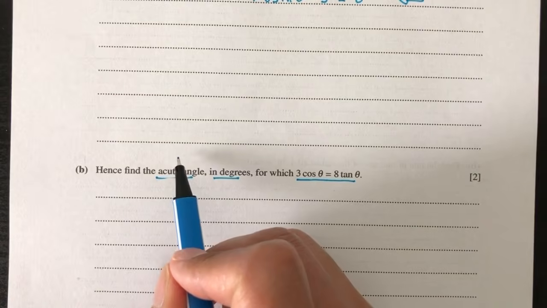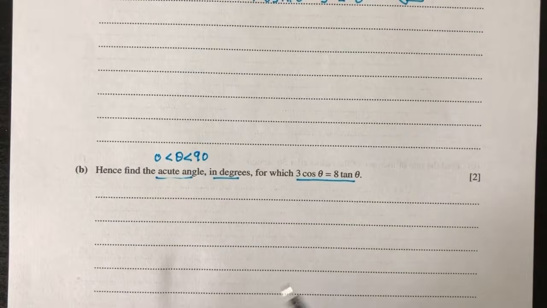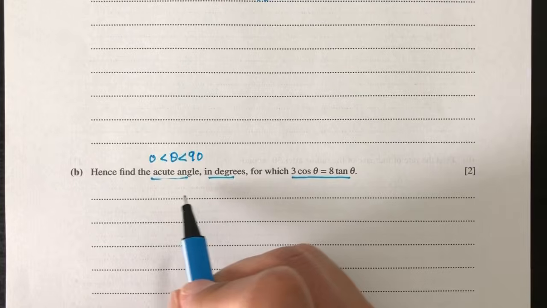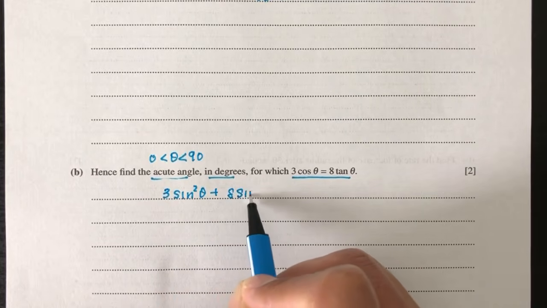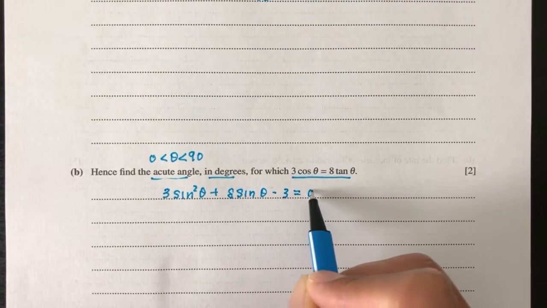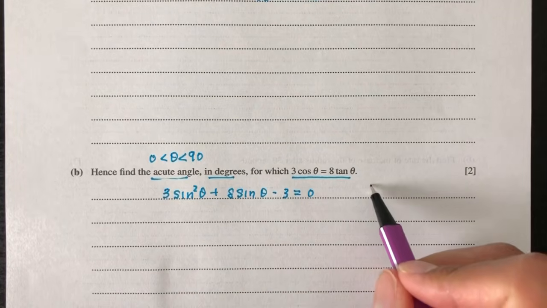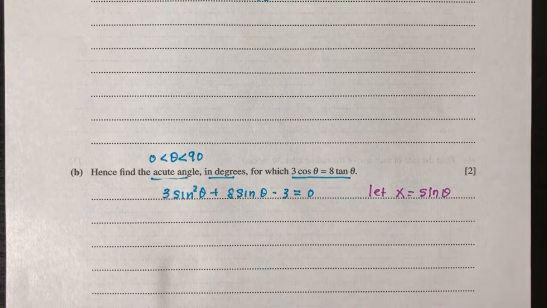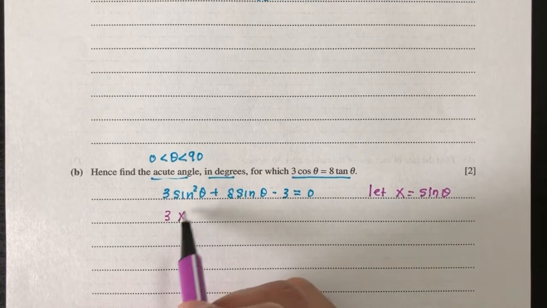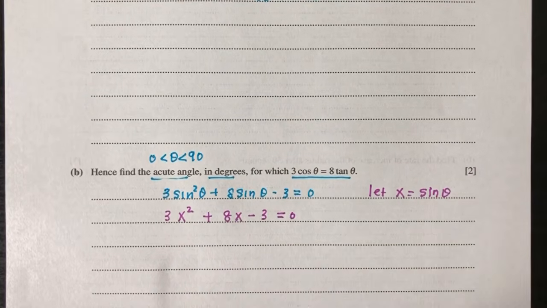Now, what is an acute angle? An acute angle is between 0 and 90. That will be an acute angle. So let's find that angle. So how do we solve this equation? So 3 sine squared theta plus 8 sine theta minus 3 equals 0. So one thing we can do here, because this may look confusing, you can say let x equal to sine theta. For example, now you will have 3x squared plus 8x minus 3. So I hope now you can solve this pretty easily.